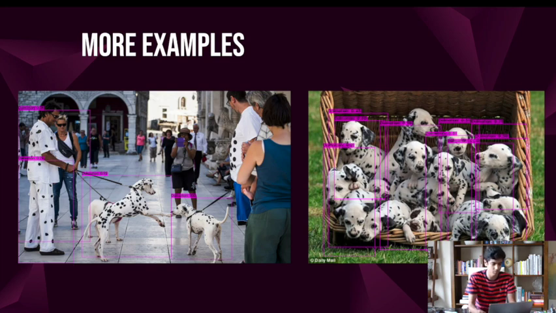And here are some more examples. As you can see here, it is able to detect the Dalmatians on the left, but it also tries to detect the guy's shirt as well, because of the black and white spots that the model has picked up as a common theme with Dalmatians. And on the right, with a group of many different Dalmatians, you can see that a lot of the Dalmatians are being picked up, but some aren't.